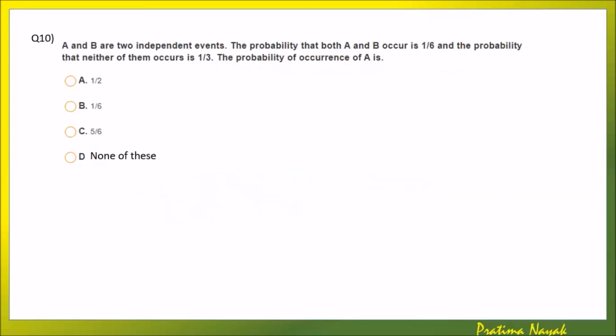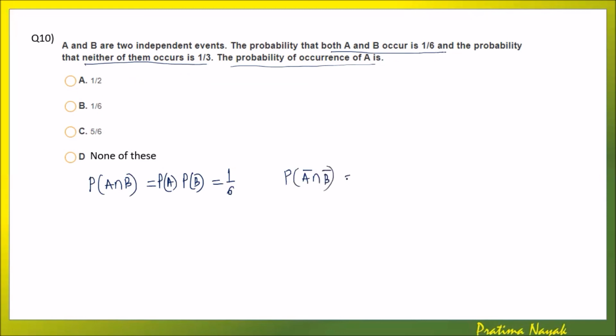Then here question number 10. A and B are two independent events. The probability that both A and B occur is 1 by 6. The probability of neither of them occurring is 1 by 3. The probability of occurrence of A. Both occur means probability of A intersection B, which is equal to probability of A times B, because they are independent, it is given. That is equal to 1 by 6. And neither of them occurs means not A intersection not B. So this is equal to P(not A) times P(not B) is equal to 1 by 3.